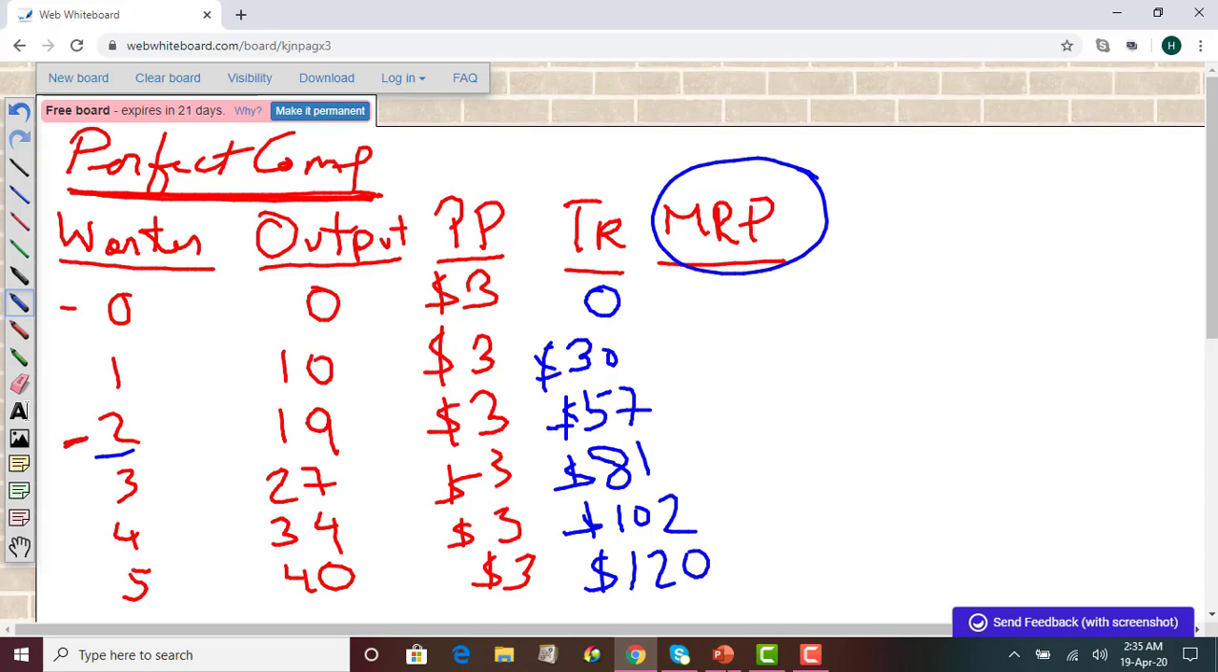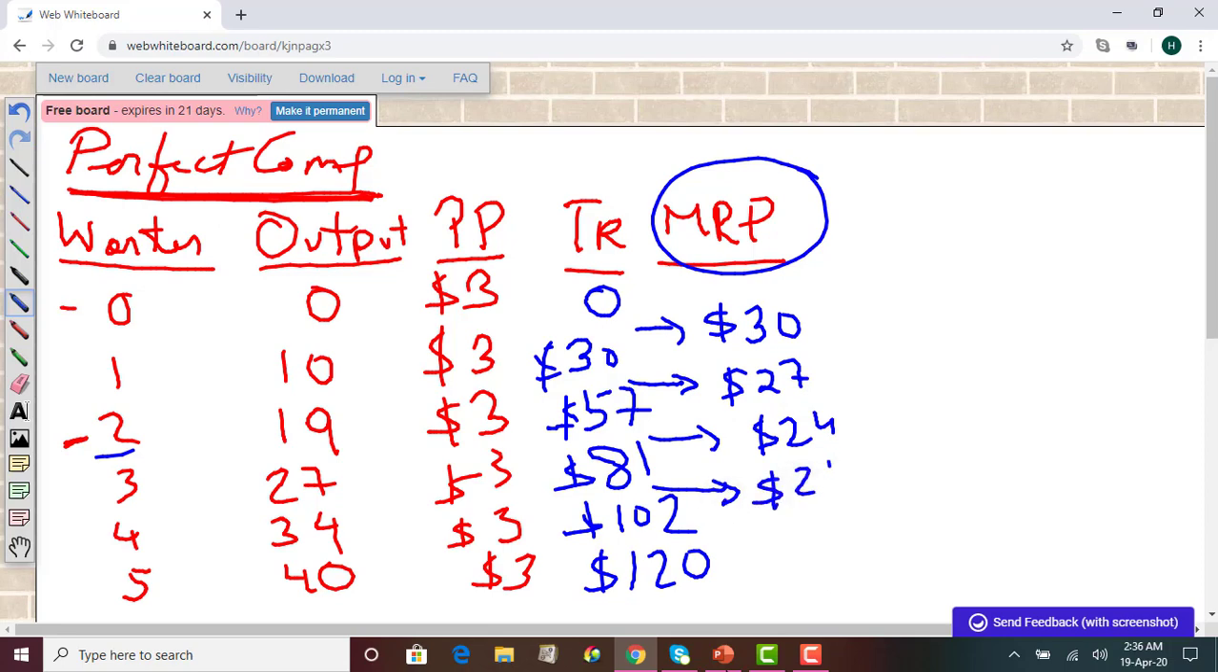Okay, so let's say marginal revenue product in this case is basically the change in total revenue divided by change in workers. So if you look at it, 30 minus 0 divided by change in worker, which is just 1. So here MRP is $30. Here MRP is $27. Here MRP is $24. Here MRP is $21. And here MRP is $18.